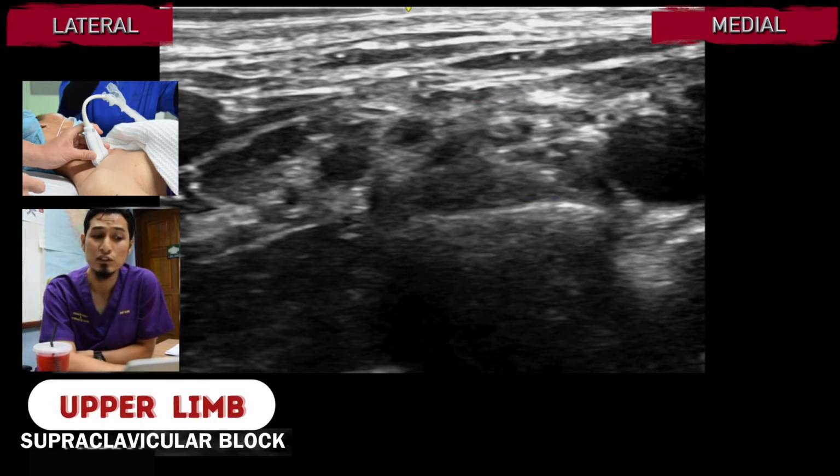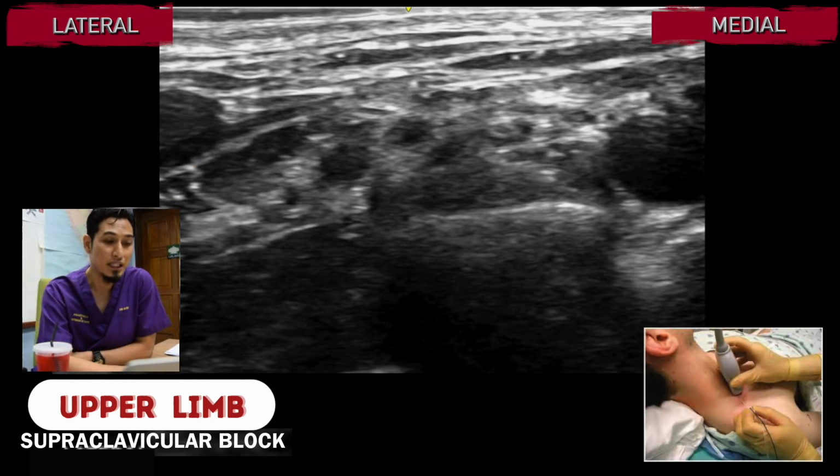We also need to identify pleura and first rib. These structures are linear hyperechoic structures immediately lateral and deep to the subclavian artery. We also need to identify the middle scalene muscle on the lateral side.